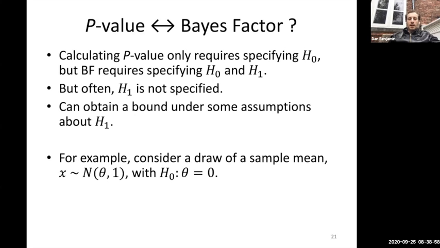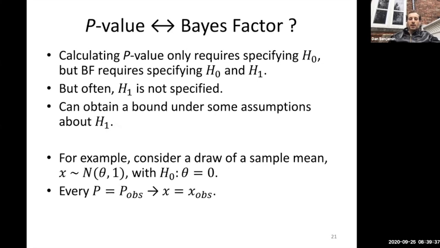Let's consider a case where our data, let's say this is the standardized mean for an observation, is drawn from a normal distribution with mean theta and variance 1. This is actually quite a general specification because we can get the variance of our draw to be 1 by standardizing, and then we're just going to say that under the null the value of theta is 0.